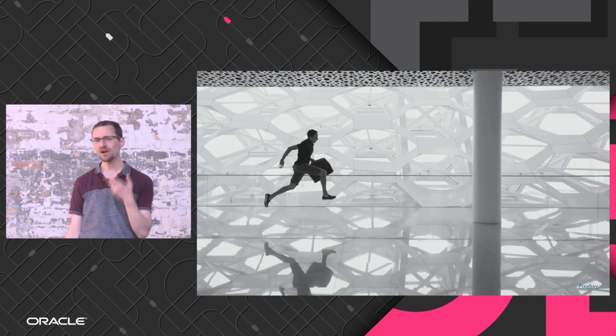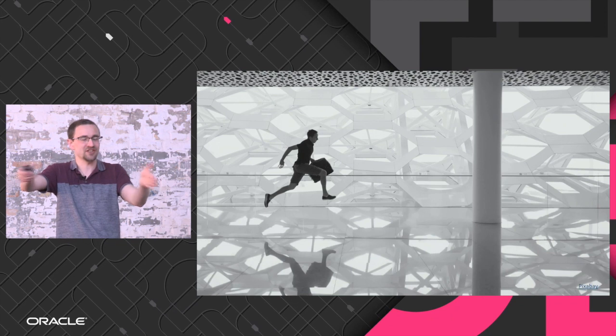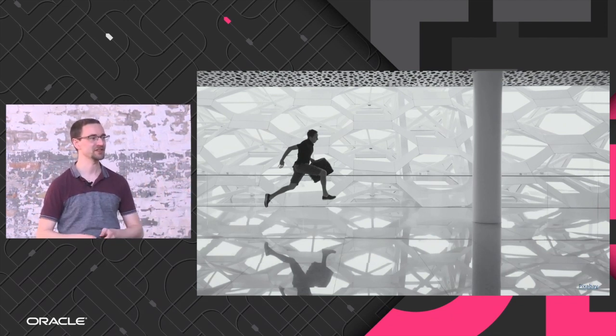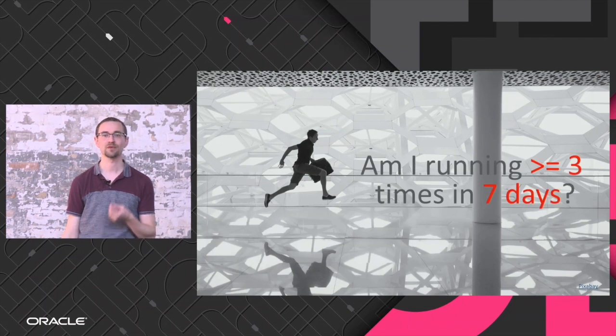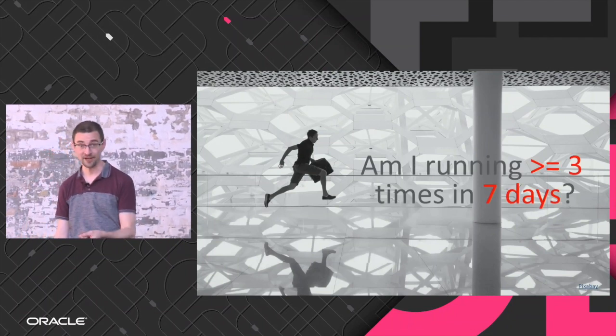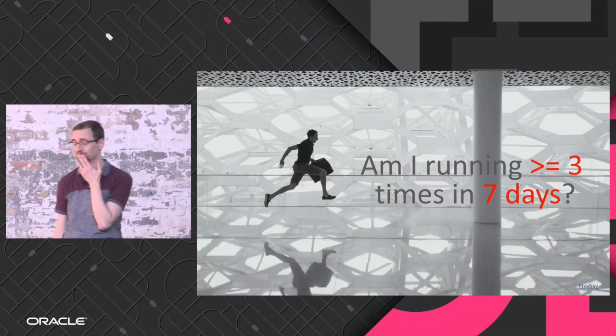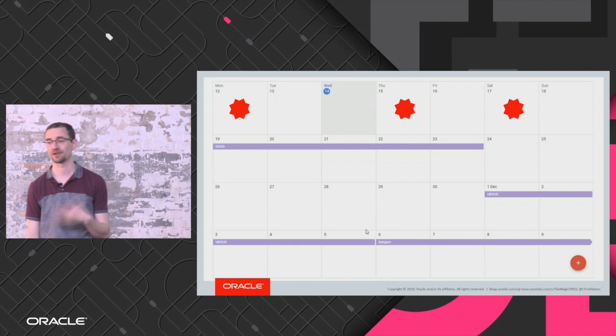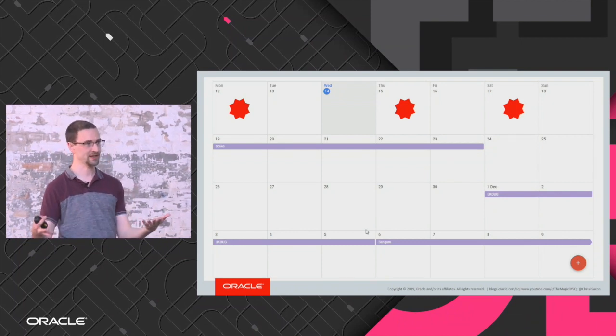So rather than look for calendar weeks, I'm going to have these times where I'm just not going to do any running. So rather than say, did I run 3 times within a calendar week, I want to say, did I run at least 3 times within a 7-day period? If we look at my calendar here, let's say I go running on the 12th and I run 3 times that week, I've hit my goal.